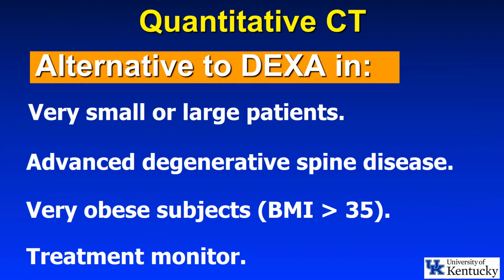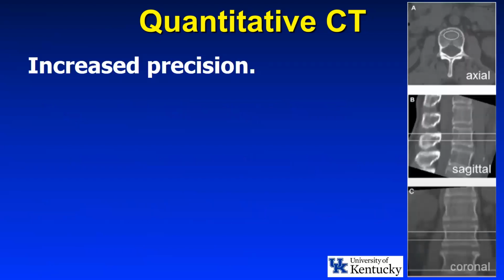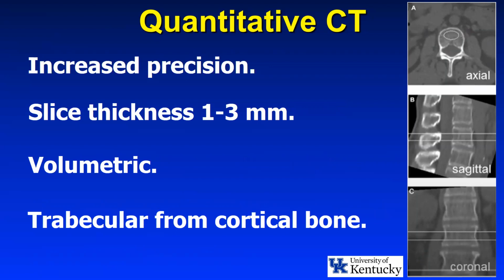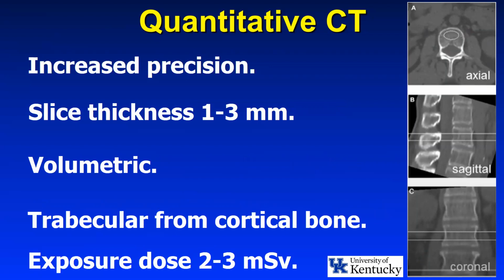It can pick up the changes after starting a patient on anti-osteoporotic medication or osteoanabolic agent. So it predicts and follows the response to treatment better. Quantitative CT increases the precision of the BMD measurement, and the slice thickness goes down to 1 millimeter, usually 1 to 3 millimeters. It's volumetric.